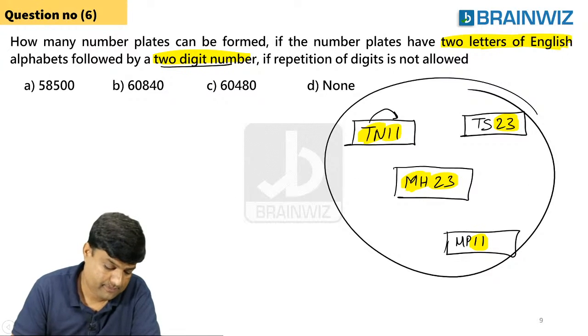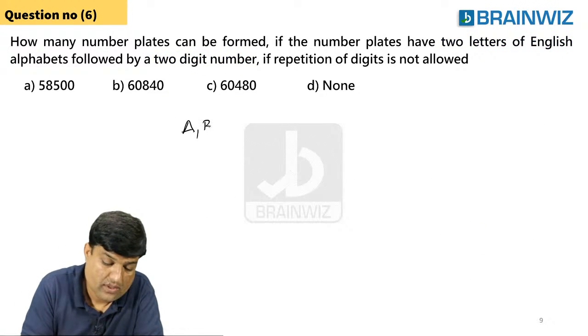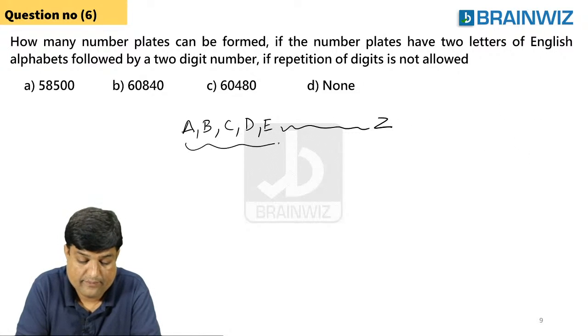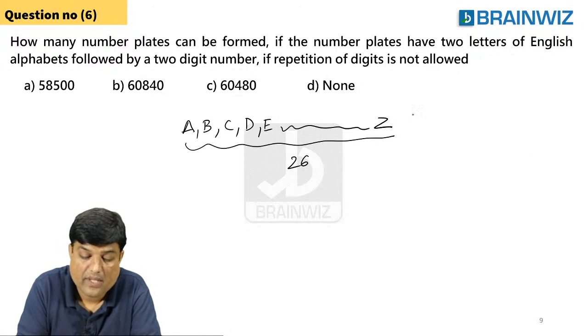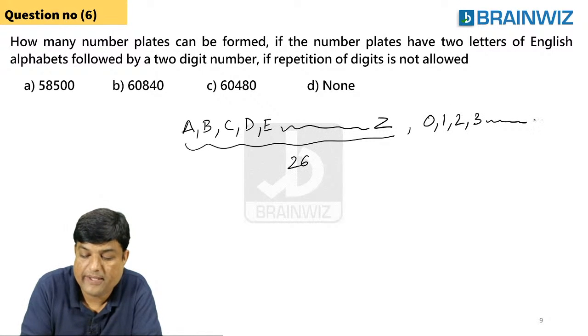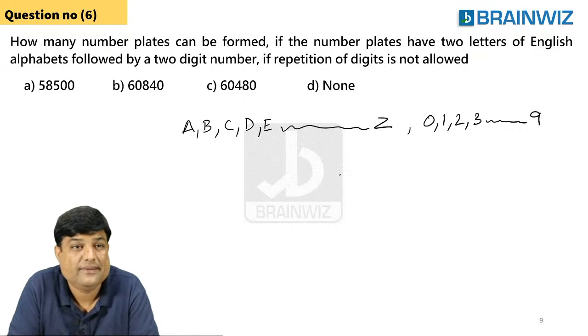Okay, that's good. As you all know, how many letters are there, guys? 26. 26 letters are there. And digits are 9, people say, but it's not 9, it is 10, as 0 is also included. 0 can also be there in the number plate. So there are 26 alphabets.